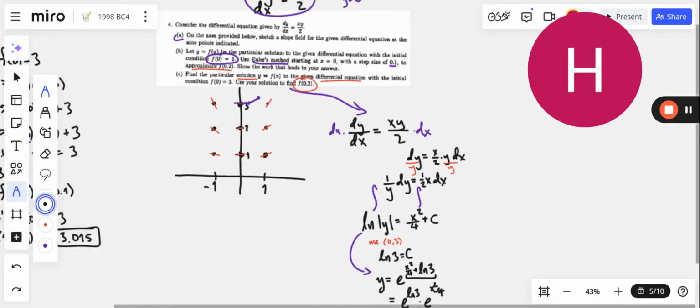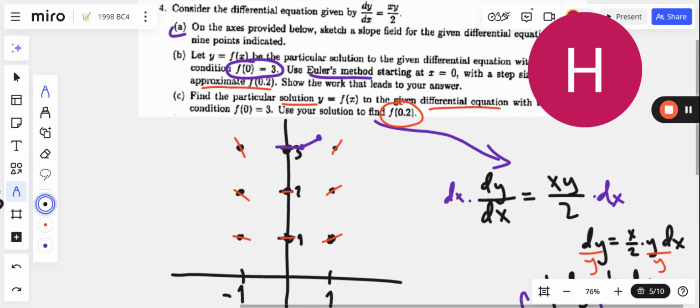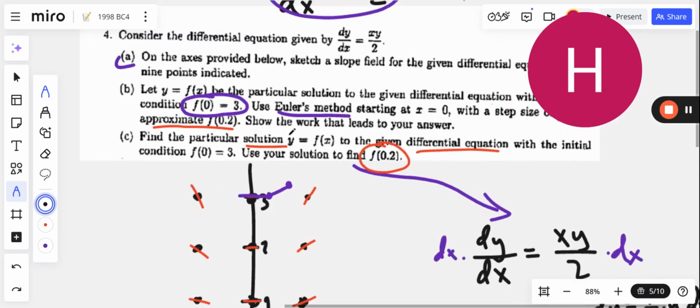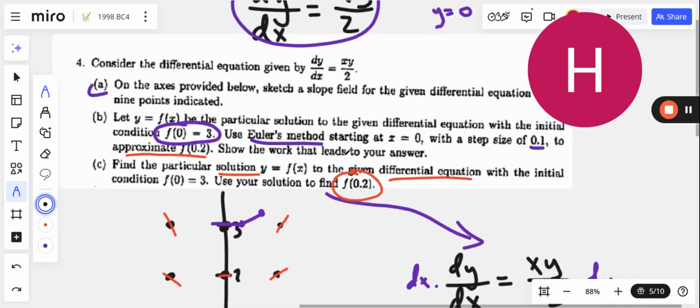So that covers the tedious topic of slope fields. We didn't have to do a whole lot with that slope field, but largely we'll have to use the slope fields to solve a differential equation.